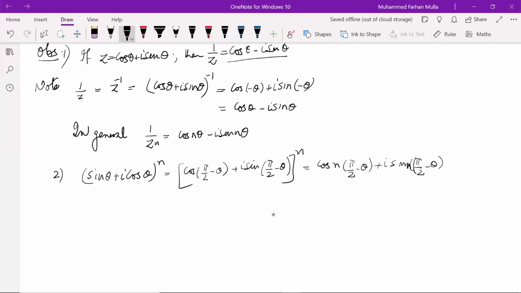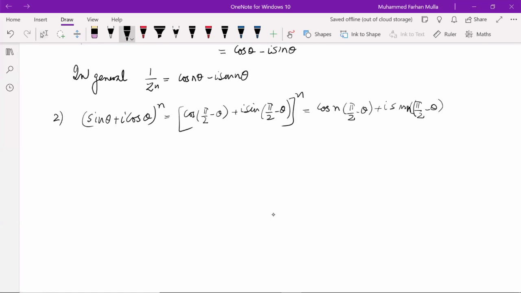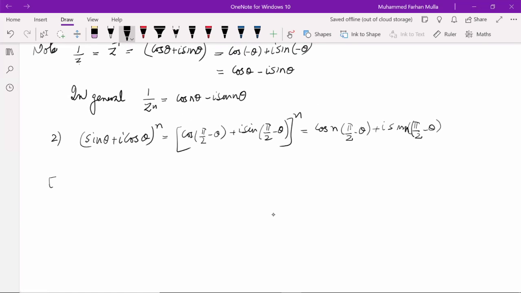Okay, with this in mind, let me solve one simple exercise. Show that (1 plus I root 3) whole to the power of n plus (1 minus I root 3) whole to the power of n is equal to 2 to the power of n plus 1 cos n pi by 3. Okay. It is very simple.